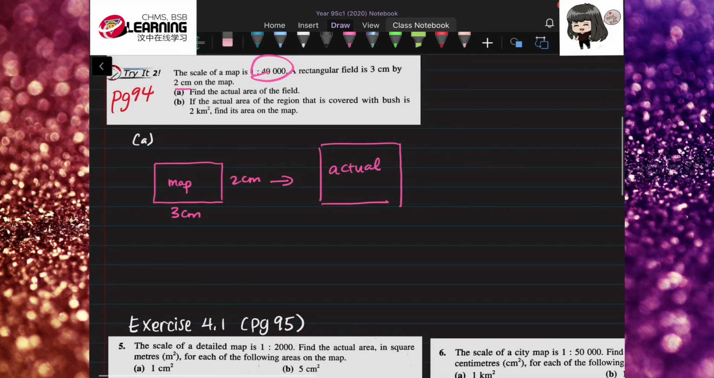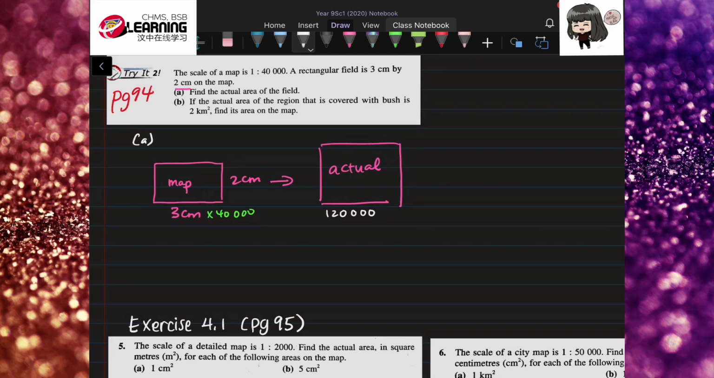Since it's 1 to 40,000, you can change the length and the breadth, both of these, to the actual size. So you times 40,000. The actual will become 120,000, which is 3 cm times 40,000.